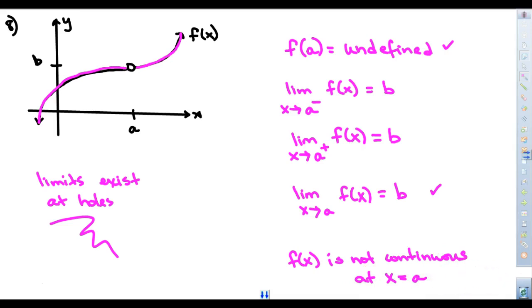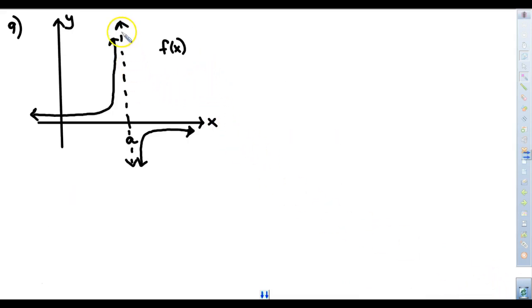Okay? All right, let's look at number 9. Here we have a vertical jump. Let's go through the same thing. Okay? Well, what is f of a? Well, according to this, I have an asymptote. What that means is there is no y value for a once again, so that is undefined. That's because you have an asymptote there.